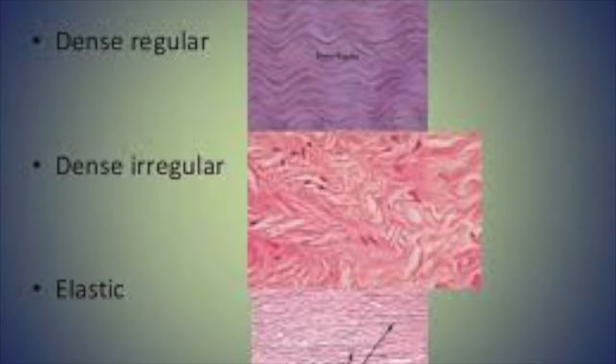Dense regular tissues are fibers that are packed closely together. They bind bones together and also attach muscles to bone. Dense irregular is made up of elastic fibers and collagen. They provide protection to the tissue and the organ it surrounds. Elastic tissue allows fibers elasticity for movement.